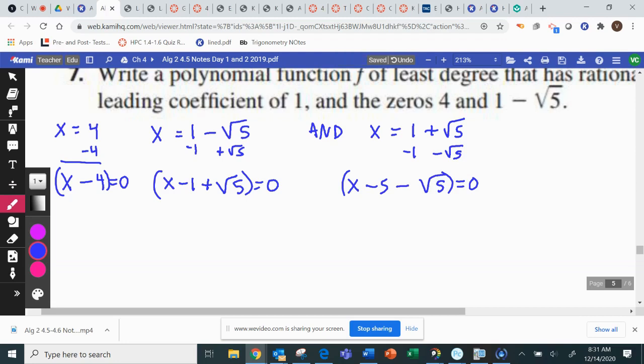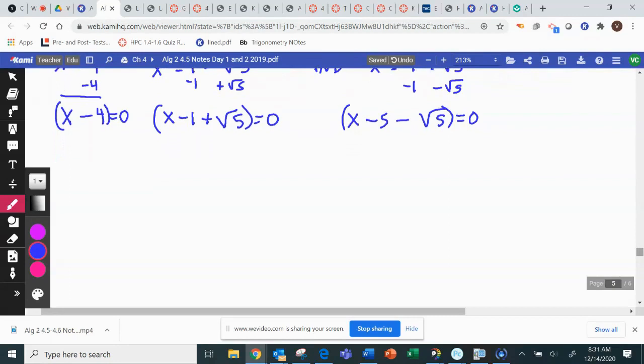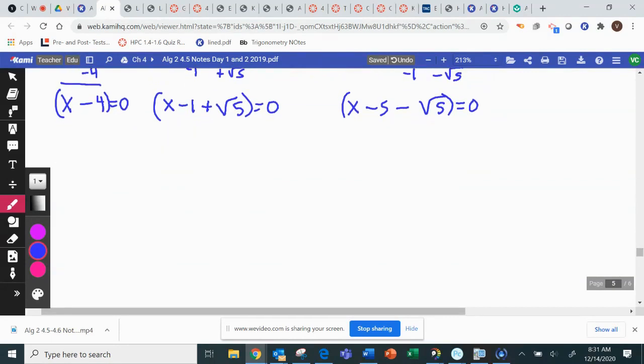Okay, so I walked around. You guys were pretty good about getting to this step. You got to find that conjugate, and then you had to set them equal to 0. Then we're going to multiply them together.